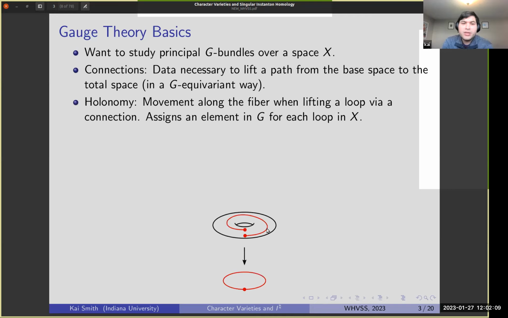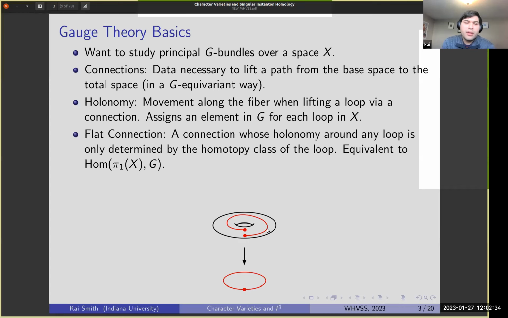To study connections, one can look at the holonomy. So if you have a loop in the base, when you lift it upstairs, you'll end up on the same fiber, but not necessarily in the same place along the fiber. And so the holonomy keeps track of this movement in the fiber direction along a loop. So for any loop in X, you get an element in G, which tells you how you've moved along the fiber.